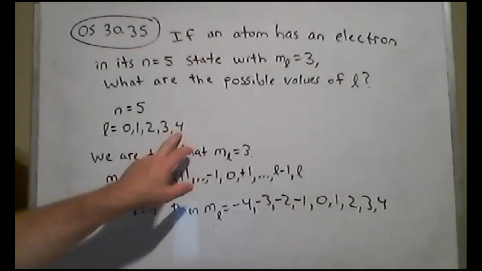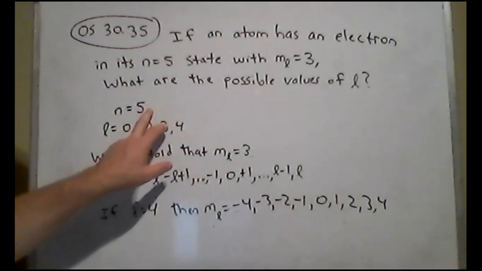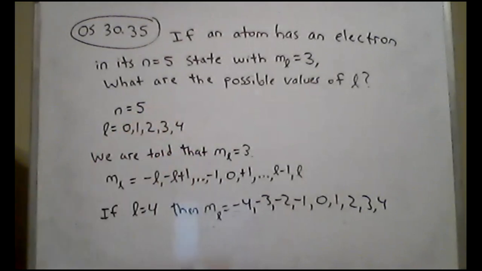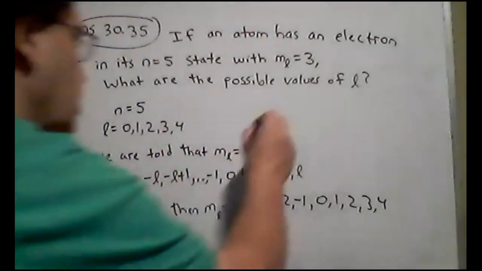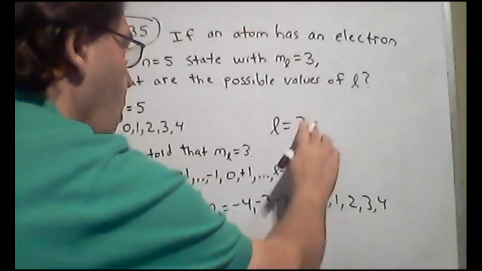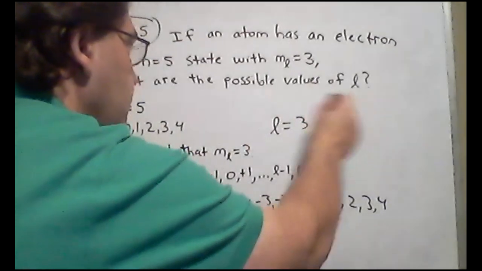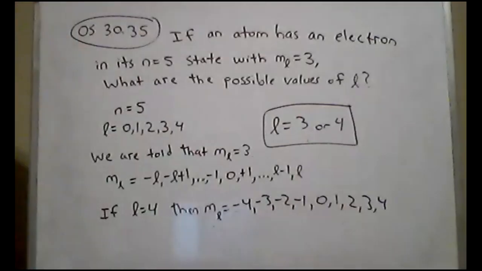But I can't make L any bigger than 4. It can't, because it has to be 1 less than 5. So the answer, after this rationale, is that L can take on the values of 3 or 4. Those are the possible values of L to make this work.